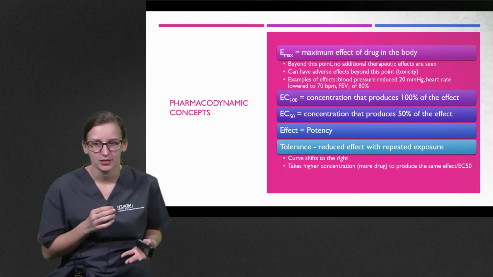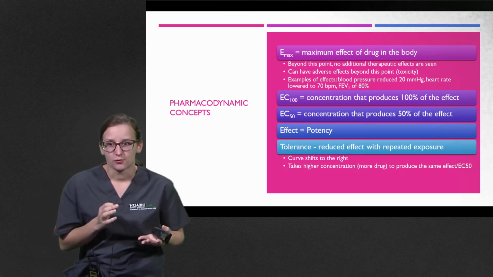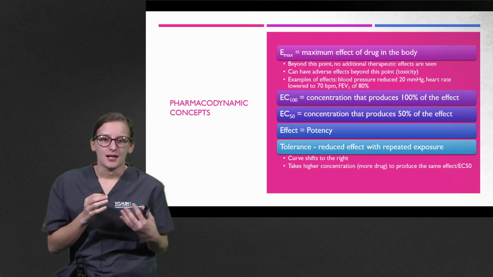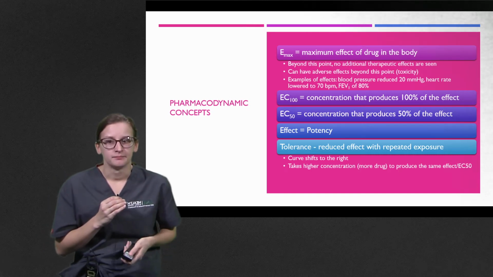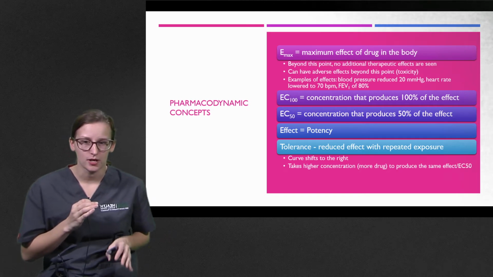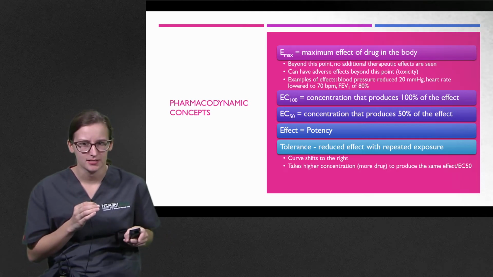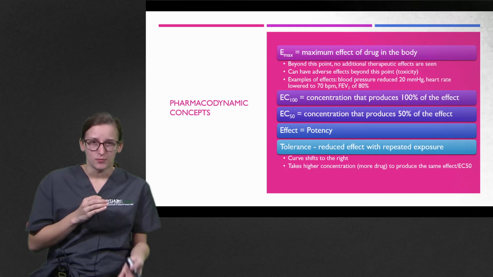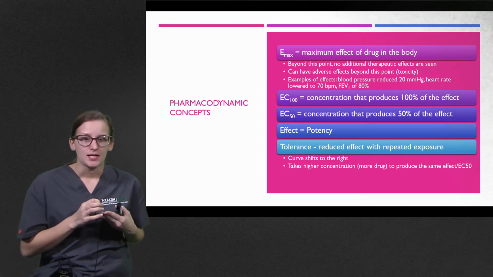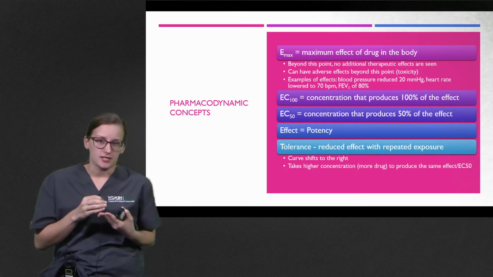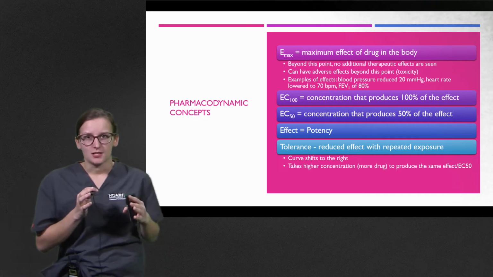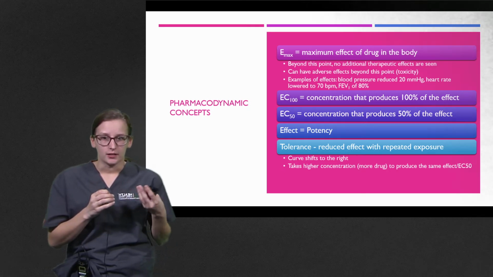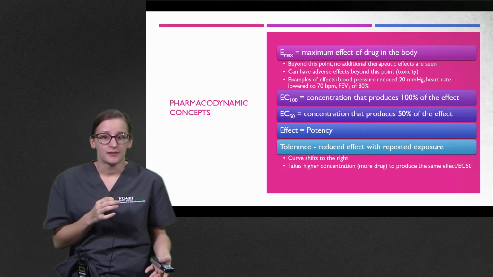I gave the example of blood pressure. You can lower heart rate, so maybe you're trying to reach a target of 70 beats per minute. And for asthma, maybe you're trying to get a peak flow of 80%. EC100 is the concentration, so C is the concentration, that produces 100% of the effect. So this is the concentration for somebody that'll get that 20 millimeters of mercury. EC50 is the concentration that will produce 50% of the effect. And effect can also be called potency. You can mix and mingle those words. So if it's efficacious, it's potent. That's how the drug will exert its effects, by being potent or effective.